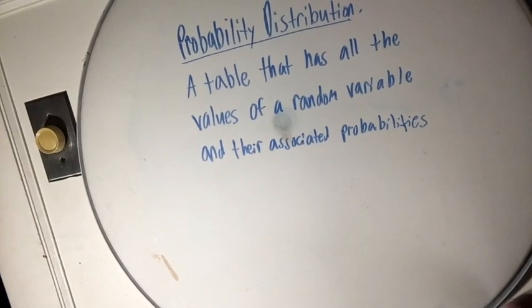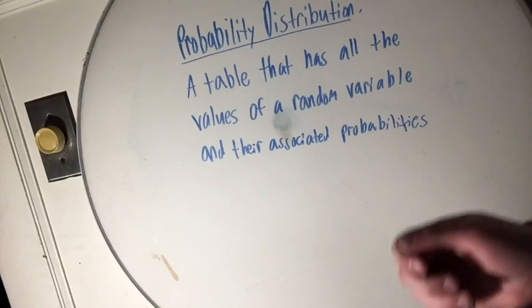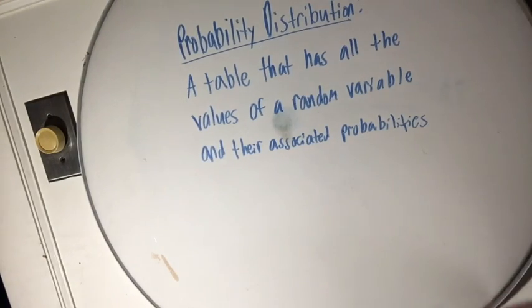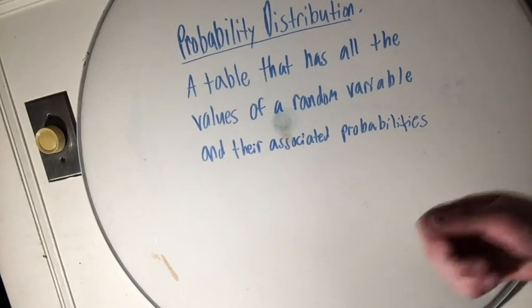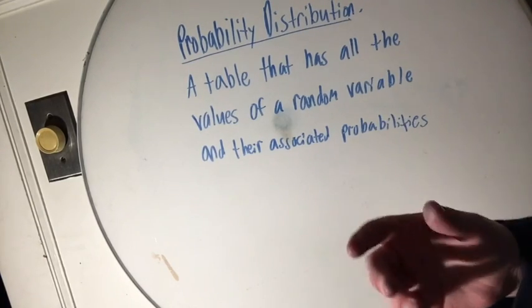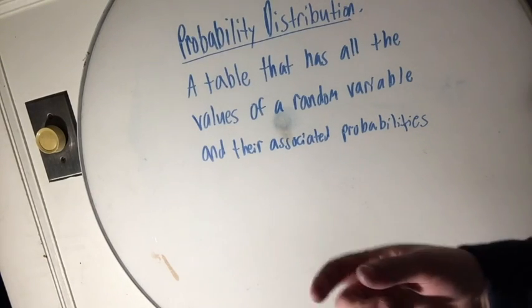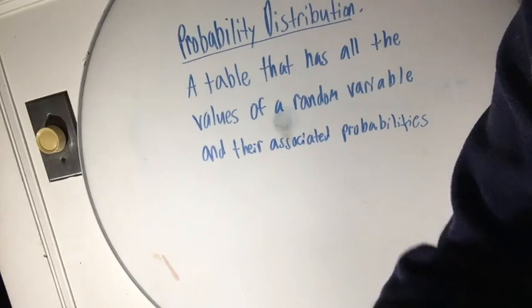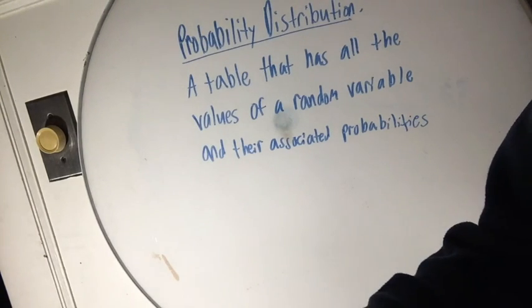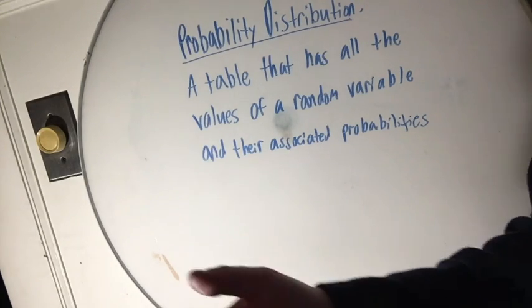I mentioned that we'll be talking about probabilities and probability distribution. So what is probability distribution? Probability distribution is usually seen in a table that has all the values of a random variable and their associated probabilities. If we go back to the soccer example, a binomial probability distribution in this case would be a table that shows the probability of 1 success, so 1 ball in the goal, or 2 successes, 3 successes, 3 balls in the goal, and so on.